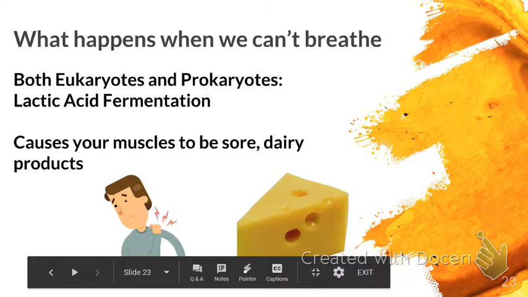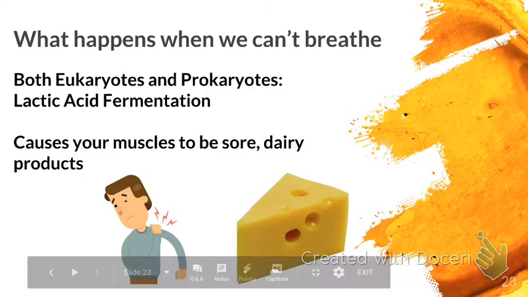Another type of fermentation is called lactic acid fermentation. This occurs when your muscles don't have access to oxygen. What happens is it can cause your muscles to be sore, and that's what we call lactic acid. So there are two types of anaerobic respiration. One's called alcoholic fermentation. The other one is lactic acid fermentation.